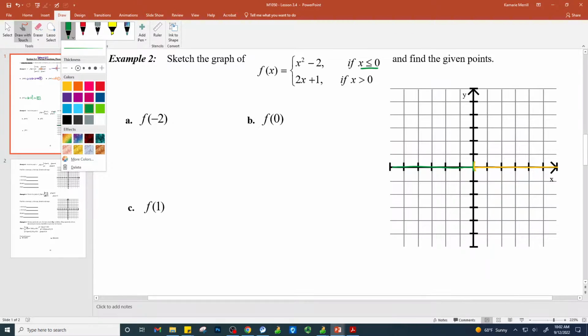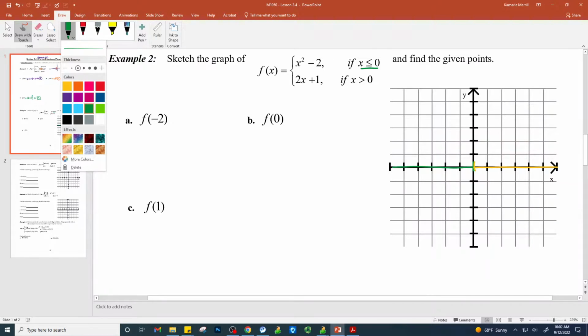So how many of you kind of graph the full thing and then erase? Which is okay. I kind of feel like it's more time. I do feel like it takes more time, but it's okay. So there's nothing wrong with it.